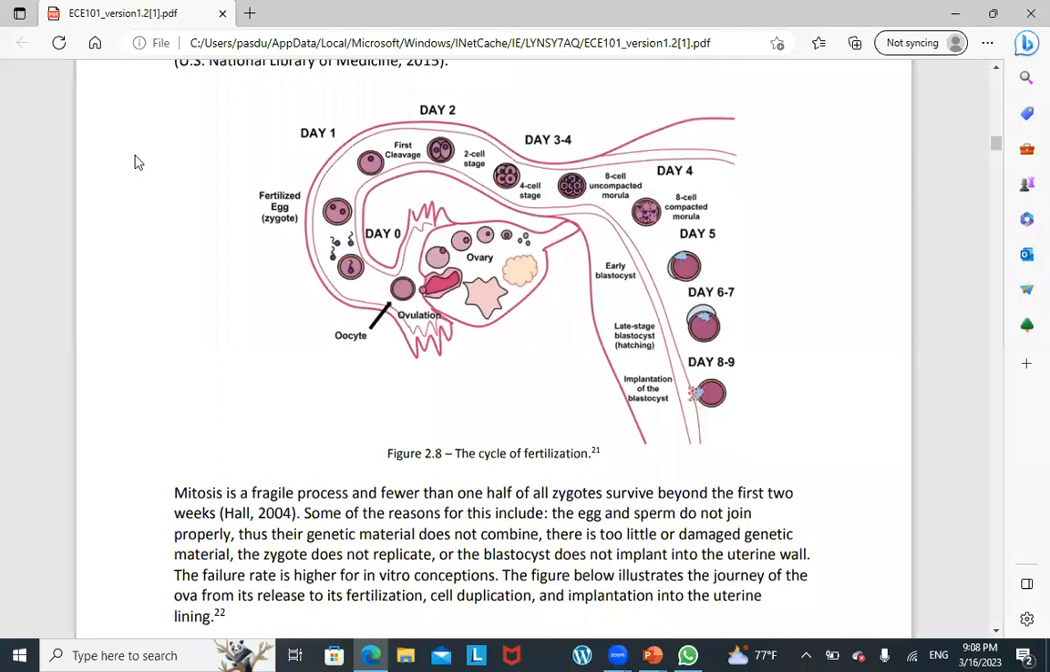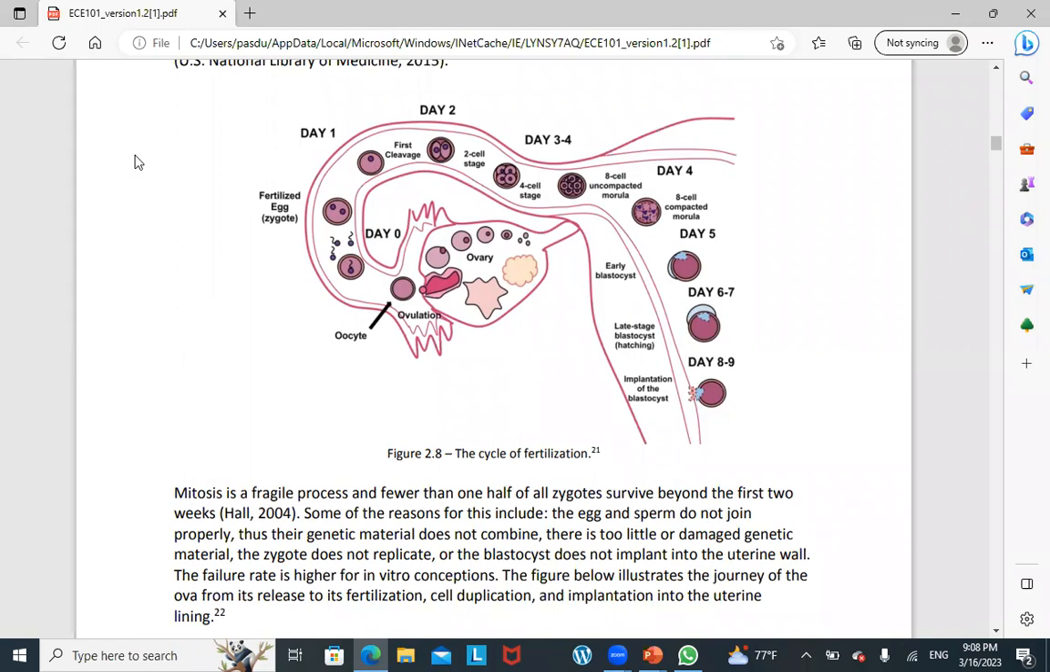Meiosis is a fragile process, and fewer than half of all zygotes. Only 50% of the zygotes will survive beyond the first 2 weeks. Beyond 2 weeks, they won't go. Sometimes more than half of these zygotes. Why? Due to various reasons.